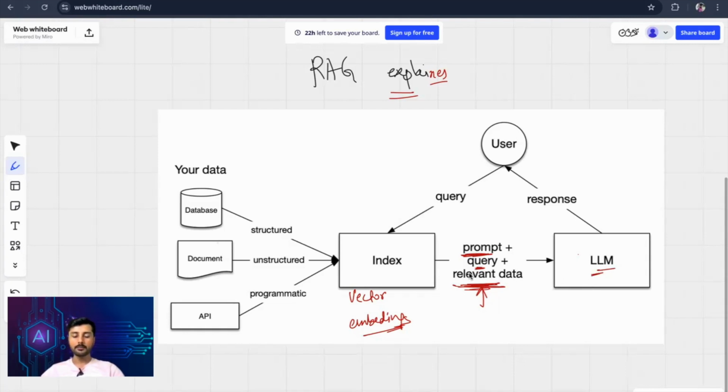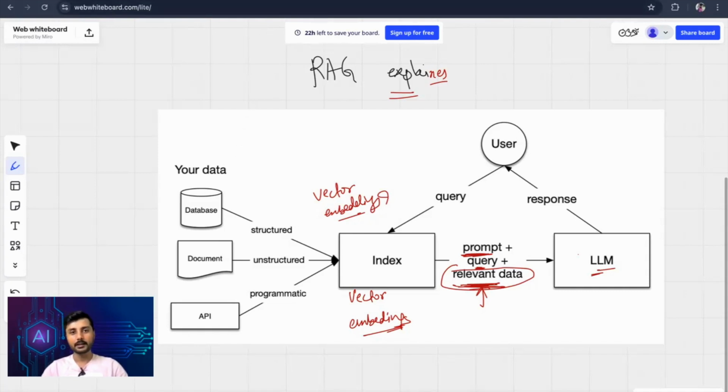Now tell me, how do we fetch this relevant data? This relevant data is fetched using vector embeddings. So vector embeddings play a vital role in fetching the relevant data. We'll understand step by step why and how in this video. We'll also look at what vector embeddings are in 3D. So make sure you watch this video till the end to understand it better.